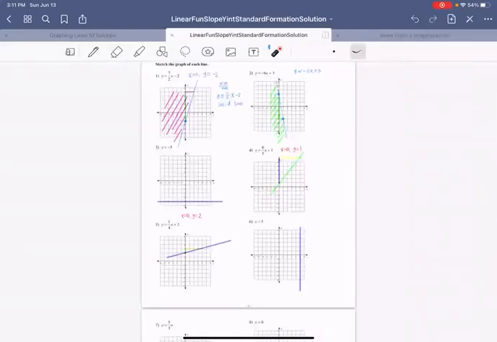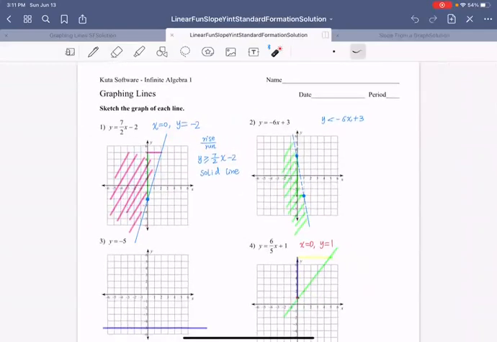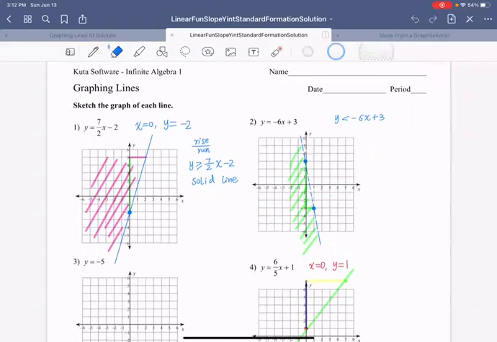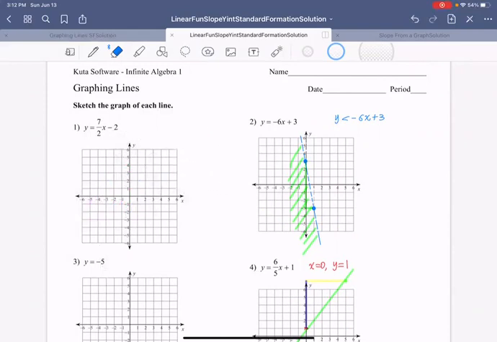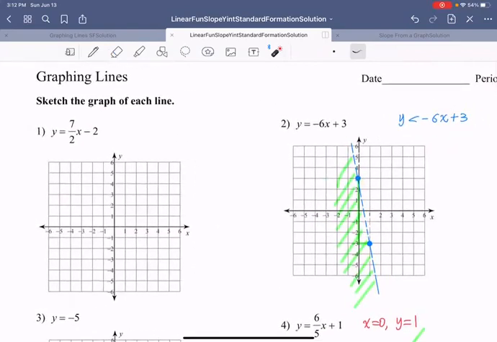Now let's draw the graph. Ethan, I want to guide you through drawing the graph for this one. When we draw this, we can first draw the y-intercept. What is the y-intercept? -2.